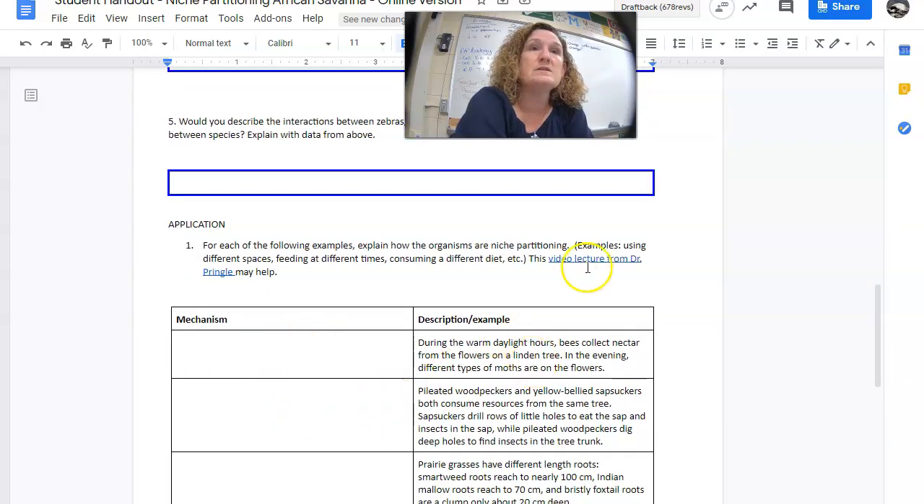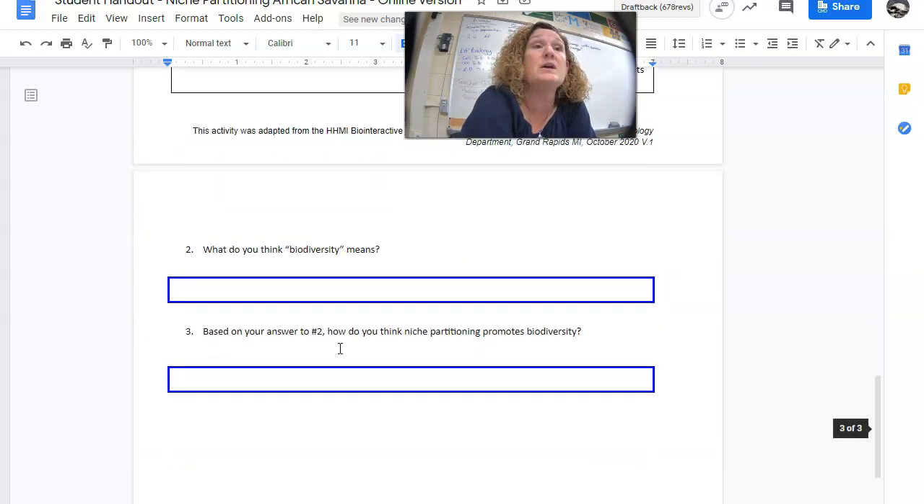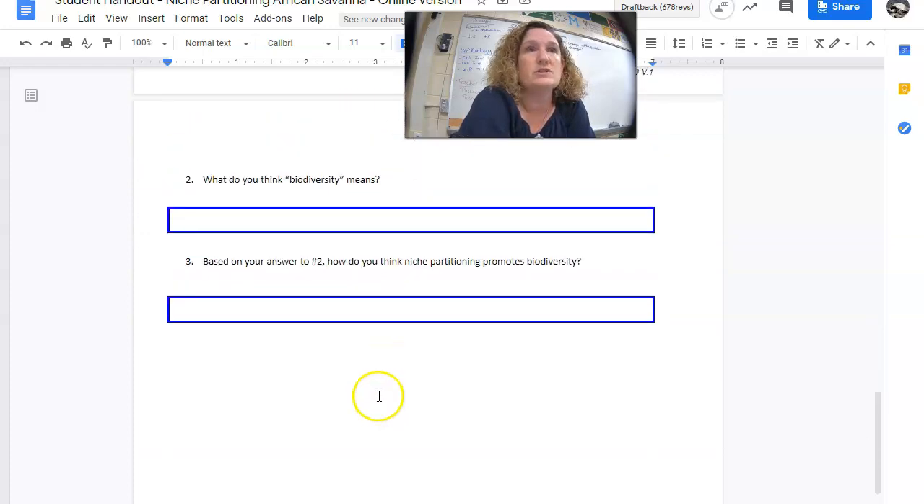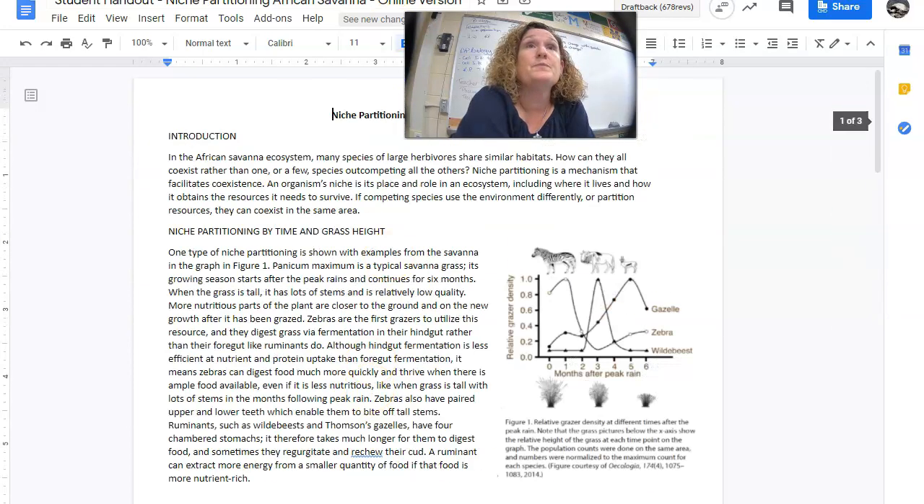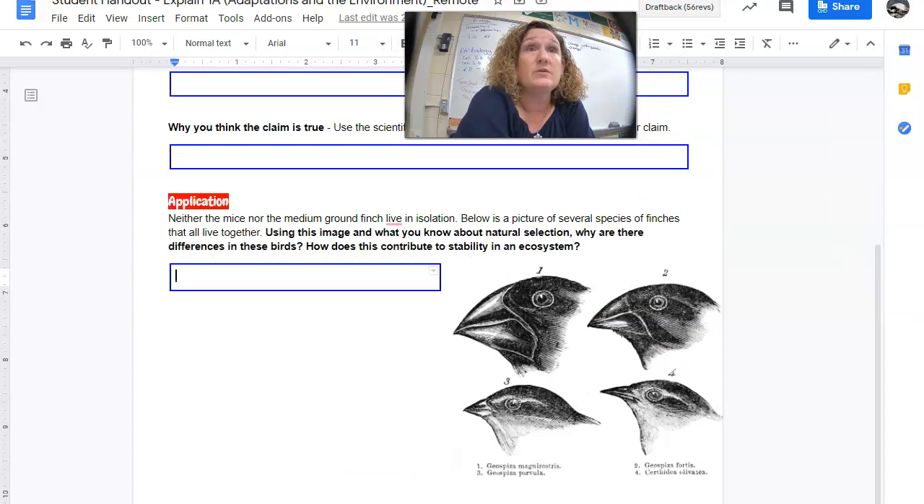When you look at this, there is a quick little video that you can watch around that. It also gives you some ideas of different types of niche partitioning that these could be explained by, and then these last 2 questions that are here. Okay, so if you get stuck, let me know. I know it seems like a lot, but it really shouldn't be.